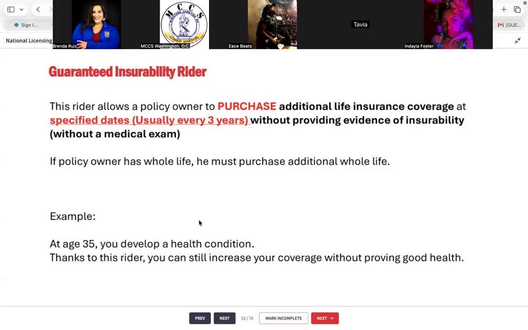So for example, let's say you get a policy when you're 20 years old. Now you're 35 and you develop a health condition. Now, if you had this rider, you can get more coverage without having to prove you're still healthy. Pretty freaking cool.